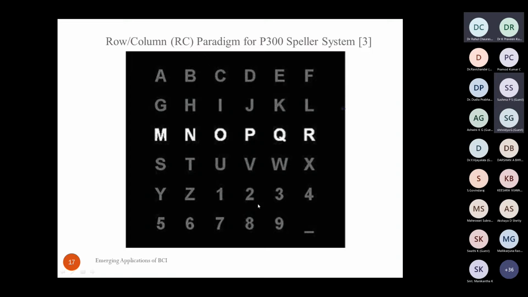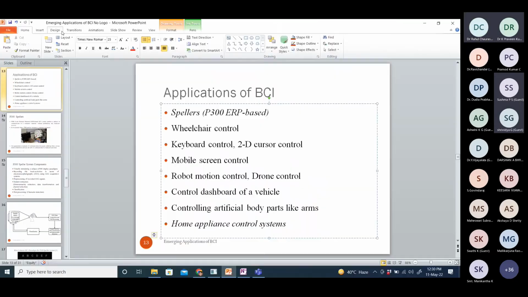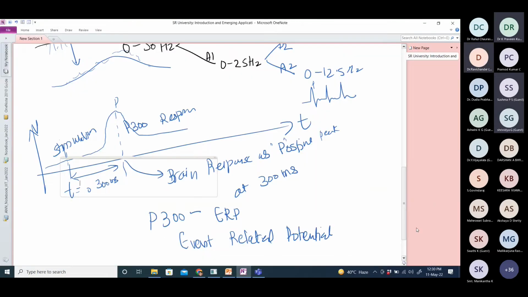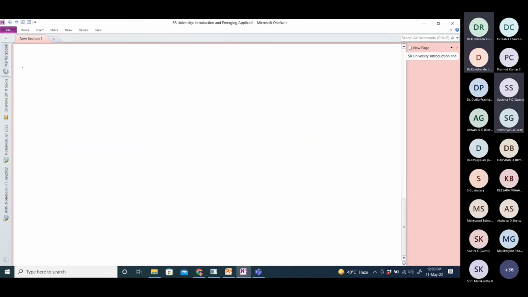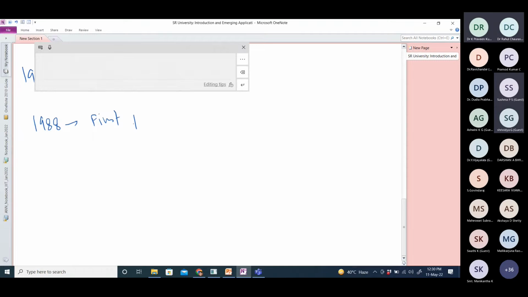The first P300 speller system was proposed in 1988. It's a very old topic of research. 1988 was the first P300 speller, for English. Obviously, the first one was in English. It consists of 36 characters, the 26 letters and some numbers.